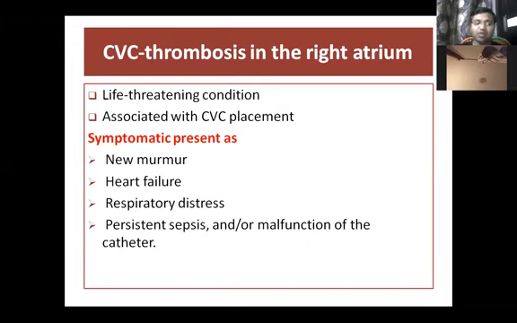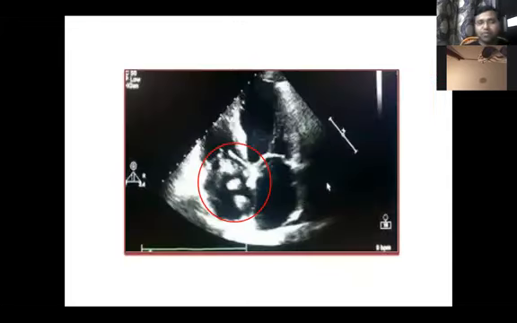Already you are on meropenem and vancomycin, still not improving. There may be isolated thrombocytopenia. So that's why ultrasound of the abdomen and the cardiac is sometimes very helpful. This is the picture showing the thrombus in the right atrium.